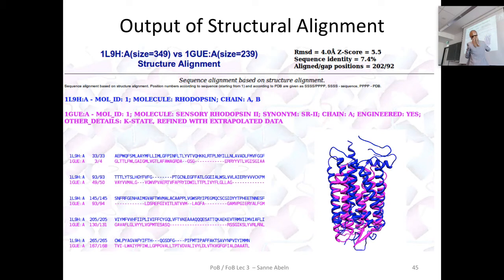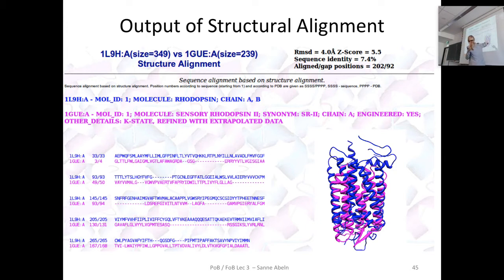alignment. These are actually two different proteins. We have a rhodopsin 1 here and a second rhodopsin in a completely different species. And these are actually having the same function. These are actually evolutionary related proteins.